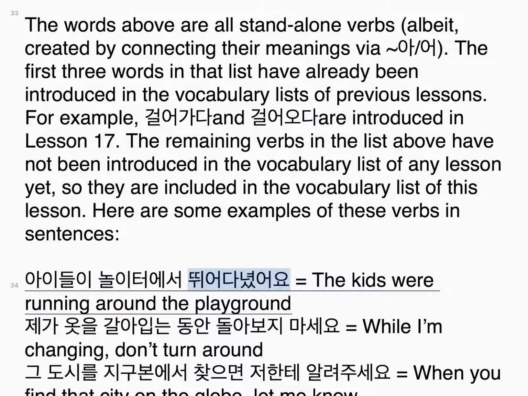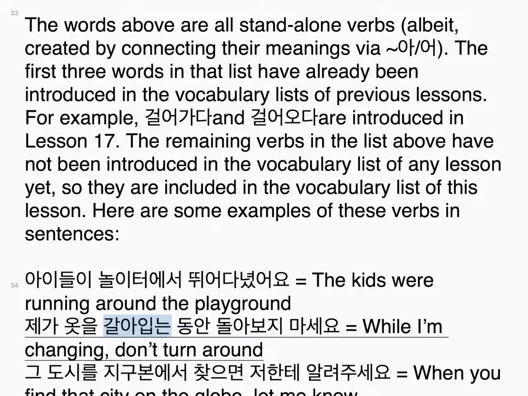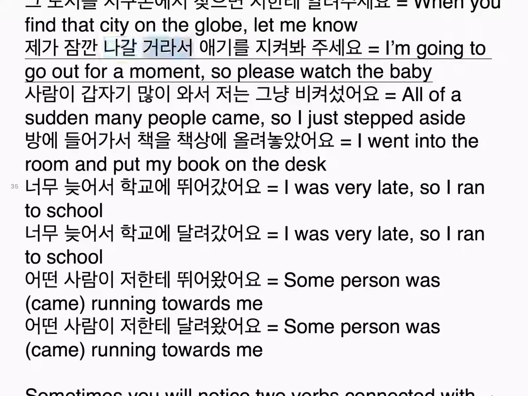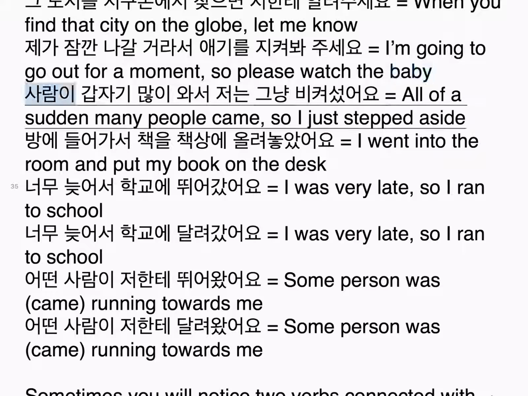아이들이 놀이터에서 뛰어다녔어요. The kids were running around the playground. 제가 옷을 갈아입는 동안 돌아보지 마세요. While I'm changing, don't turn around. 그 도시를 지구본에서 찾으면 저한테 알려주세요. When you find that city on the globe, let me know. 제가 잠깐 나갈 거라서 애기를 지켜봐 주세요. I'm going to go out for a moment, so please watch the baby. 사람이 갑자기 많이 와서 저는 그냥 비켜섰어요. All of a sudden many people came, so I just stepped aside.